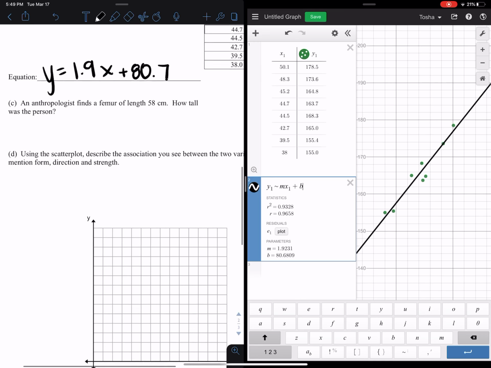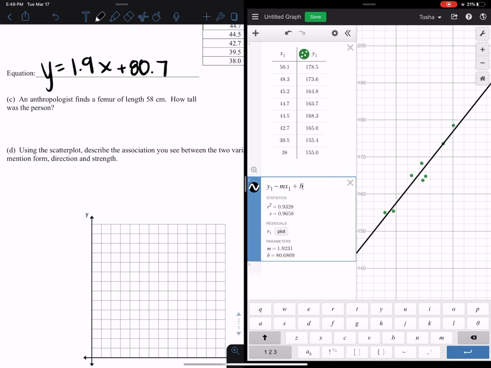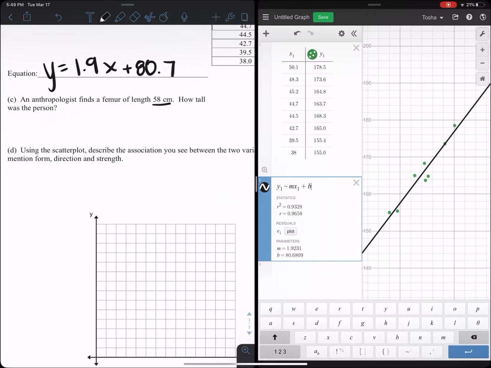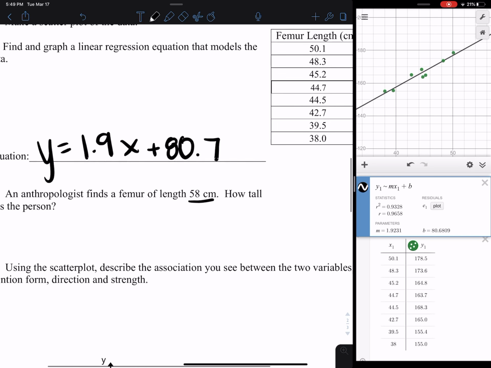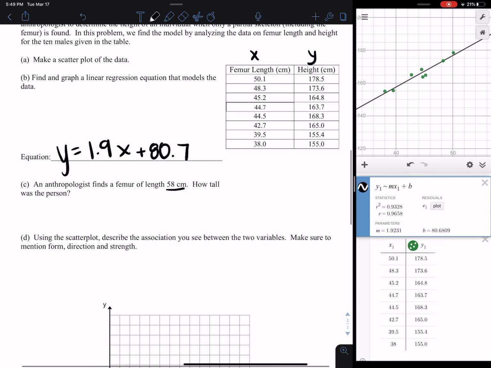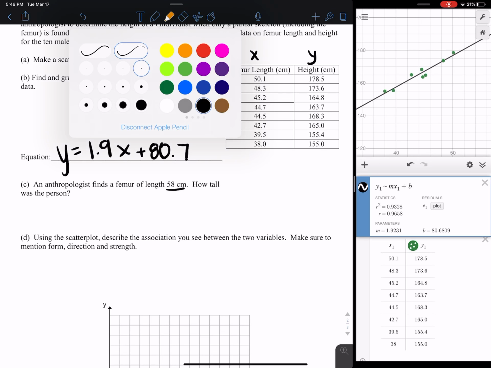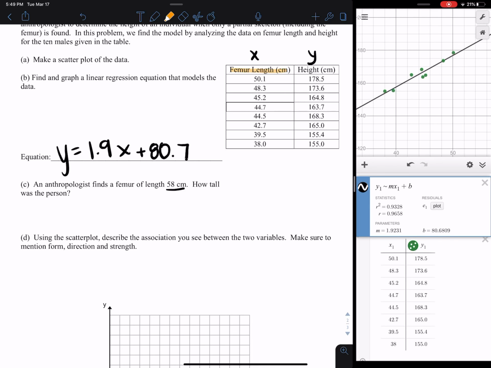So on C, this says an anthropologist finds a femur length of 58 centimeters. How tall was the person? I'm going to slide this over so that we can see it a little better. So on here, we know that the femur length, that is right here. So that's our x value. So that means that x is going to be 58 centimeters.